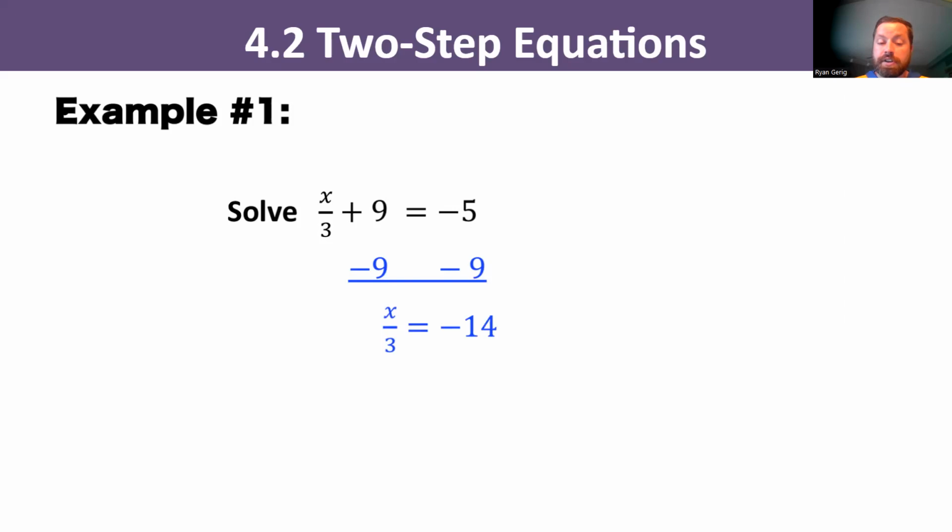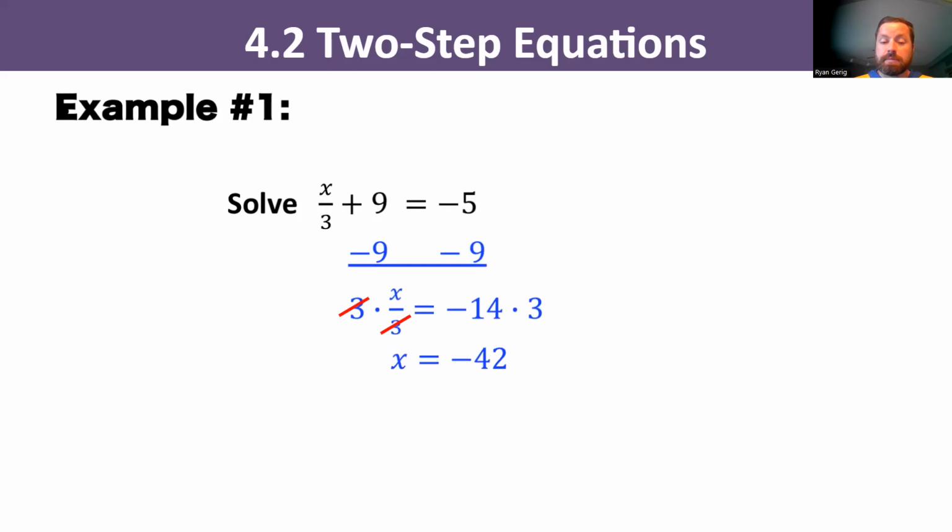Now I have division, and to undo division, I'm going to multiply. So I'm going to multiply both sides by 3 to get my x by itself, because the 3's divide to 1, and 1 times x is just x. And -14 times 3 is -42. And there we've solved our first two-step equation.